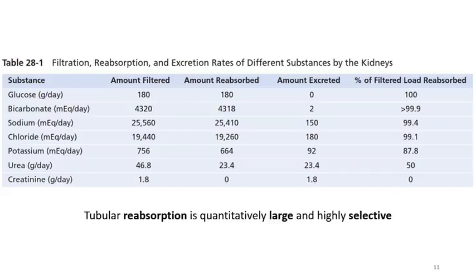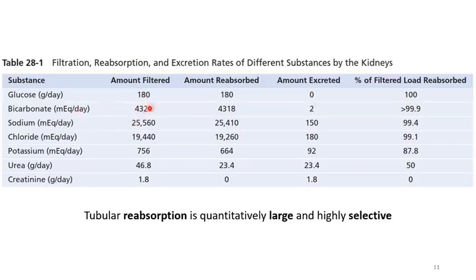In this table, you see the filtration rate, excretion rate, and reabsorption rate for different substances, and also the percent of filtered load that is reabsorbed. As you know, for nutrients, the percent of filtered load that is reabsorbed is 100%. It means that all of them are reabsorbed. The amount filtered is, for example, for glucose, 180 grams per day, but the excretion rate is 0.